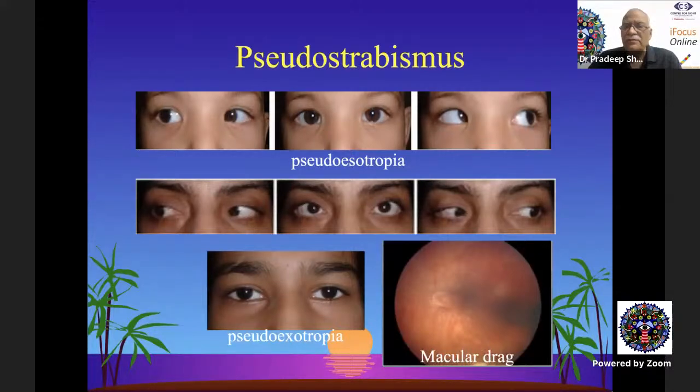Not only eso, sometimes it will also appear as if having an inferior oblique overaction or elevation in adduction. So this is what appears on the left side gaze. So be aware of this. We'll talk about how to distinguish it from a true esotropia.